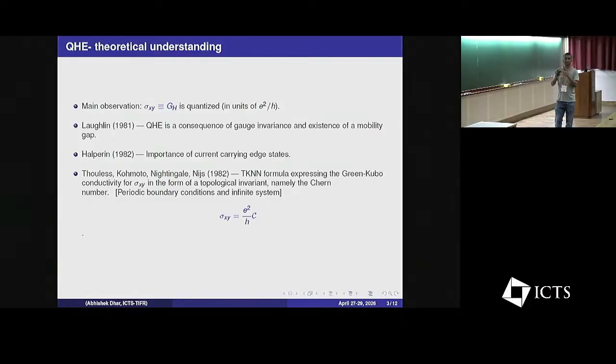Okay, so basically it's an infinite system or a periodic system, and you compute the transverse electrical conductivity, and you show that it's exactly related to some topological invariant. And this topological invariant can only take integer values, and so that's why it shows that this has to be quantized. Okay, so let me explain what this invariant is a bit.